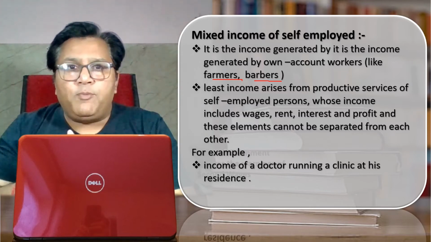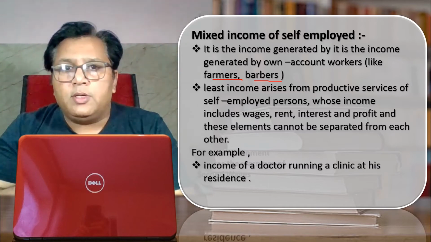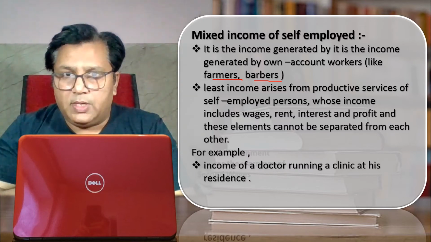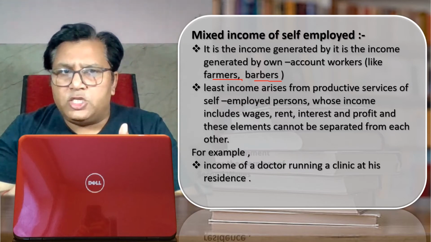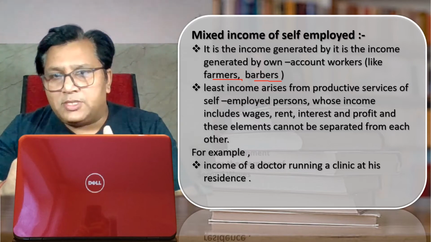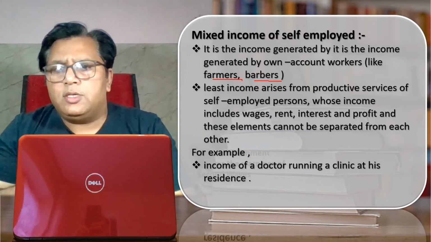The self-employed persons use their own land, their own labor, their own capital, and their own entrepreneurship to produce various goods and services. In such cases, the factor income, that is rent, wages, profit and interest, cannot be separately estimated. Example is income of a doctor running a clinic at his residence. These are the examples of the mixed income of self-employed.